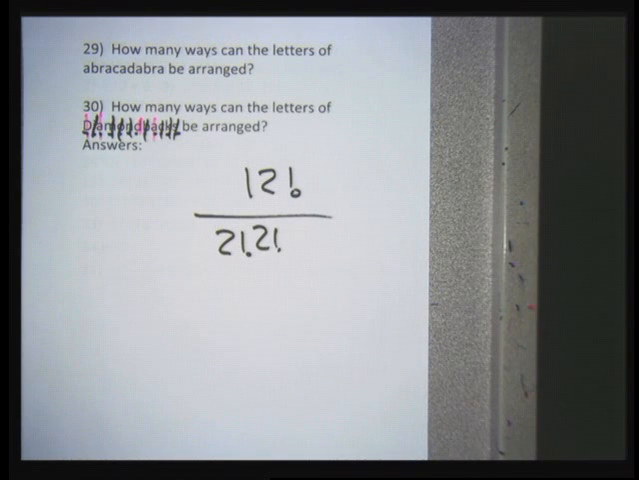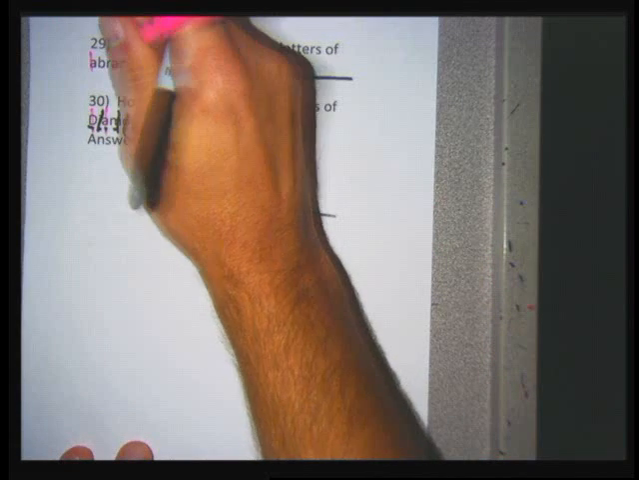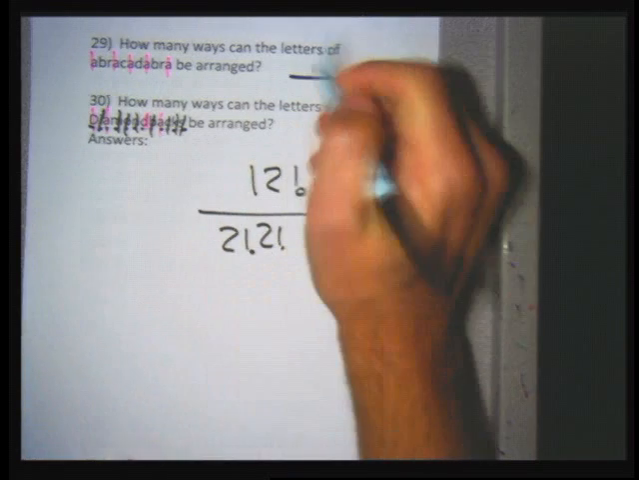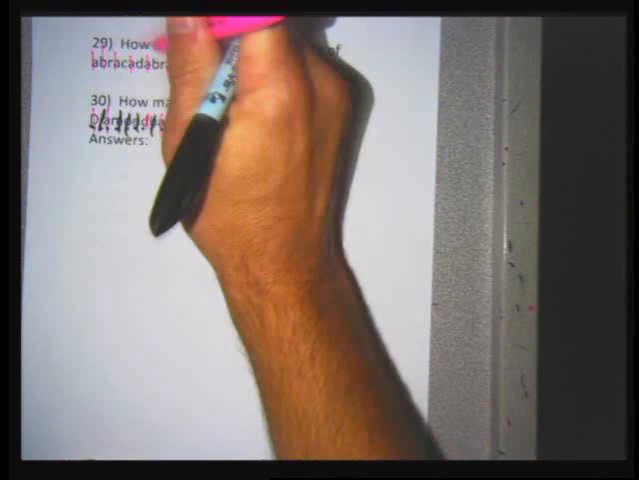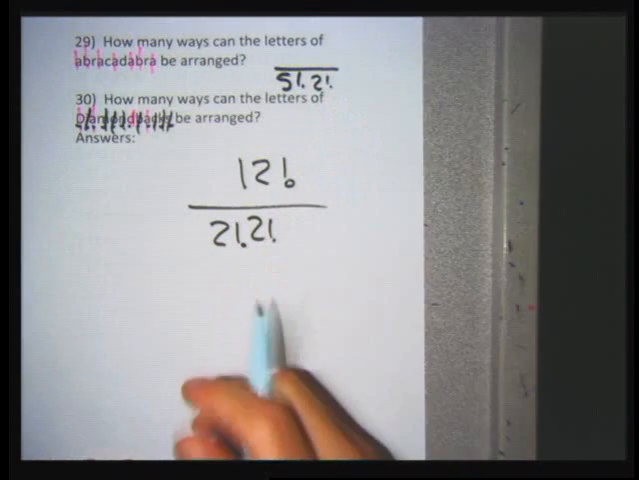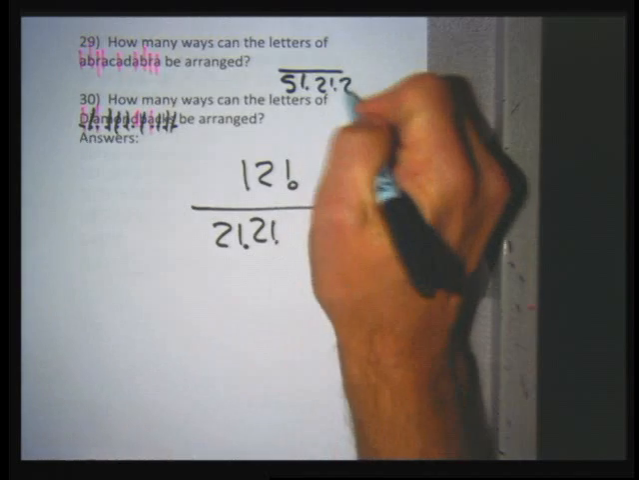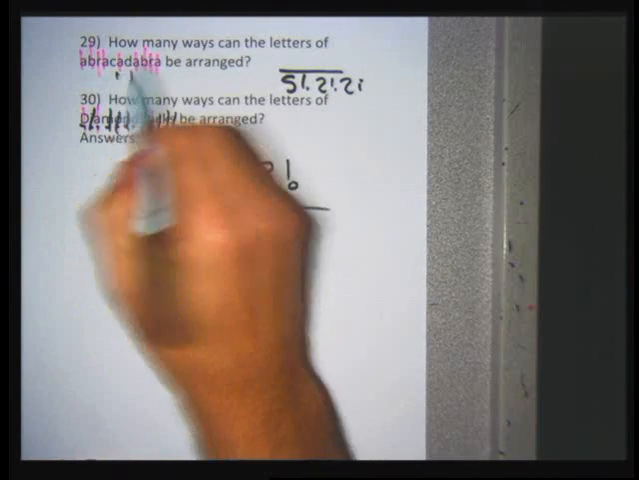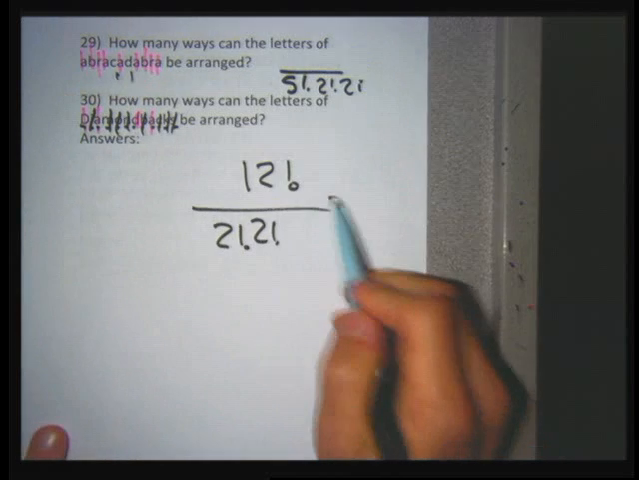Abracadabra is crazy. In abracadabra, you have 1, 2, 3, 4, 5 A's. So you're going to need a 5 factorial for the 5 A's. There are 2 B's, you're going to need a 2 factorial for the 2 B's. There are 2 R's, you're going to need a 2 factorial for the 2 R's, and only 1 C and 1 D, and then the numerator is however many letters there are, total factorial.